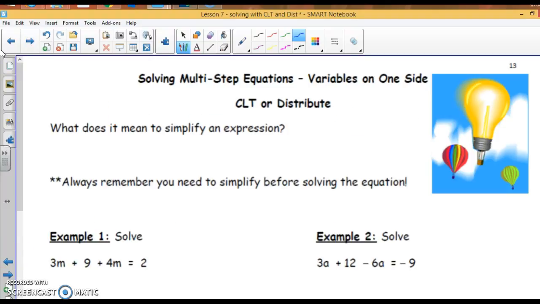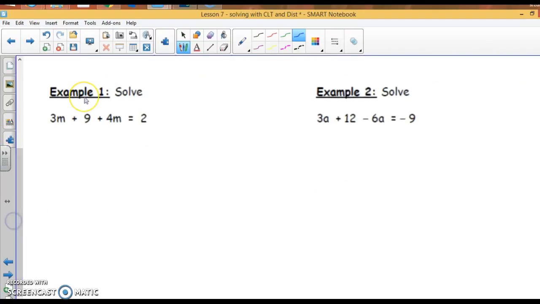All right, now you are on page 13 in your notes. We are solving more complicated equations. Let's review. We'll just solve. Draw your line down the middle. When you are solving equations, this is the first time where we've had multiple things going on on one side. Before you do anything to both sides, you want to simplify both sides, so you combine like terms. 3m plus 4m is 7m. Bring down the plus 9 equals 2.